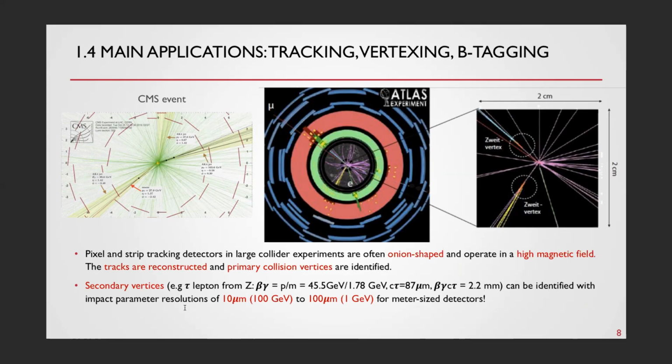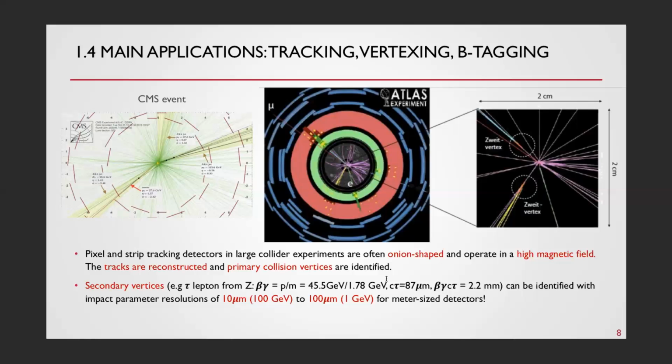The secondary vertices, let's look at an example. One third generation lepton is the tau lepton. The tau lepton from a Z boson, let's say. Let's say a Z boson is produced at rest. The Z boson is 91 GeV. That means if it's produced at rest, it decays to 2 tau leptons. It has 45 GeV. So we have a tau lepton with a momentum of 45 GeV.